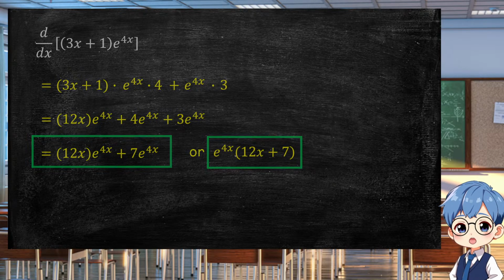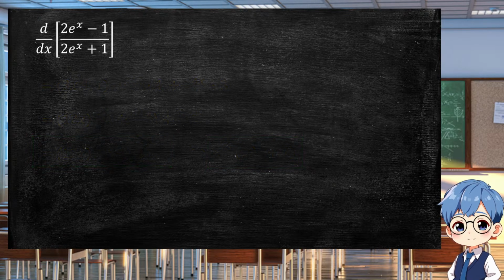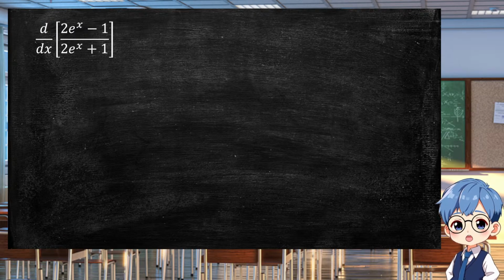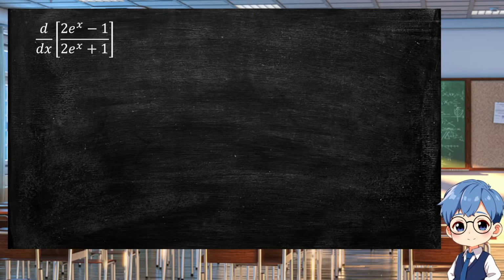Okay, next example. So what if we have a quotient or a rational function with exponential functions? So we have 2e to the power of x minus 1 all over 2e to the power of x plus 1. So again, we can use v du minus u dv over v squared. So our v is 2e to the power of x plus 1.